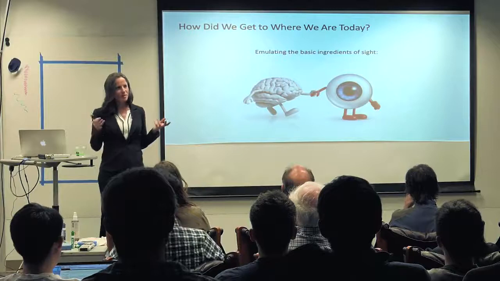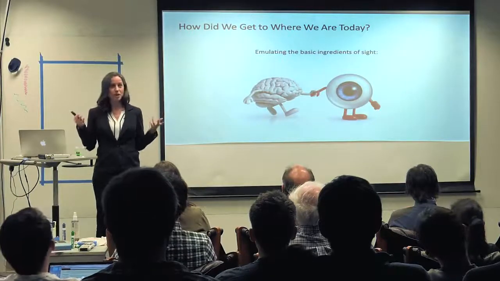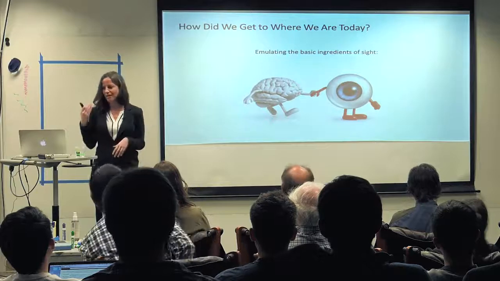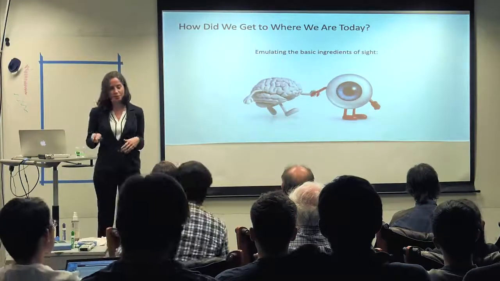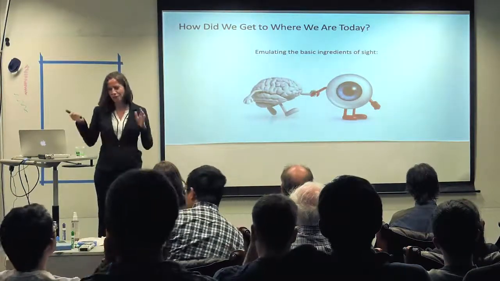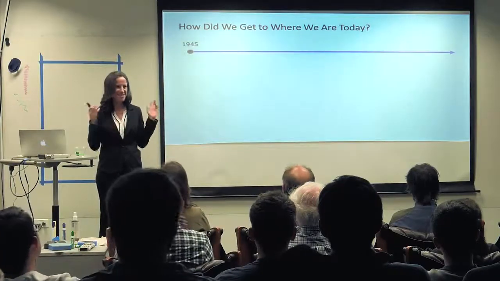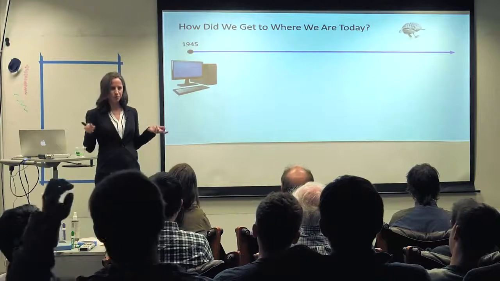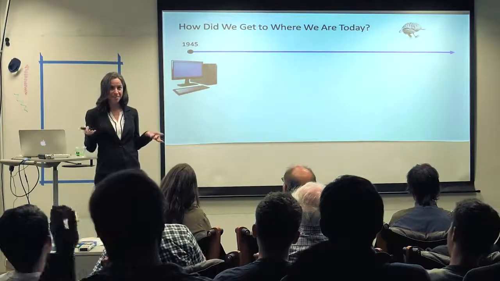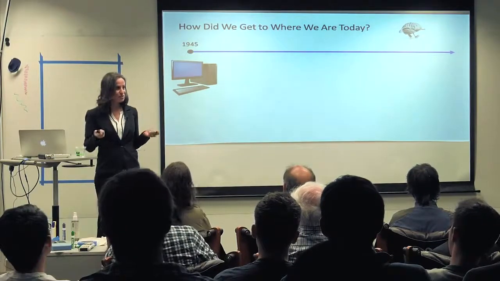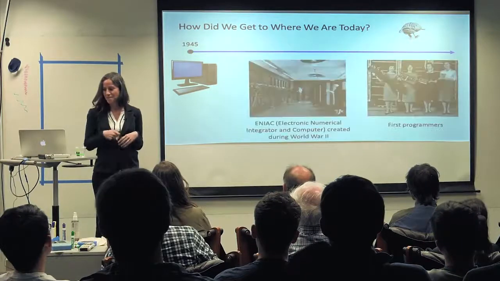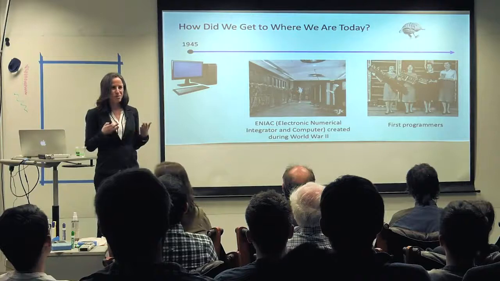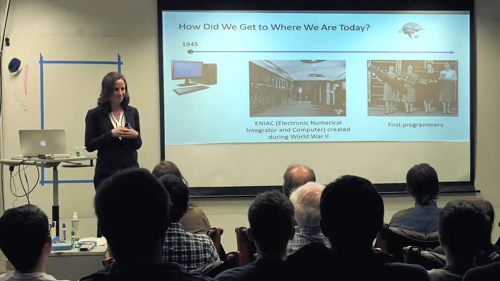And so I wanted to talk a little bit about how did we get to where we are today. The basic ingredients are emulating the ingredients of sight, the brain and the eyes. So if we take a trip back in time, 1945, time of World War II, you have the first computer that emerged. We needed faster computation to help in that time. First programmers were women who were not off at war.